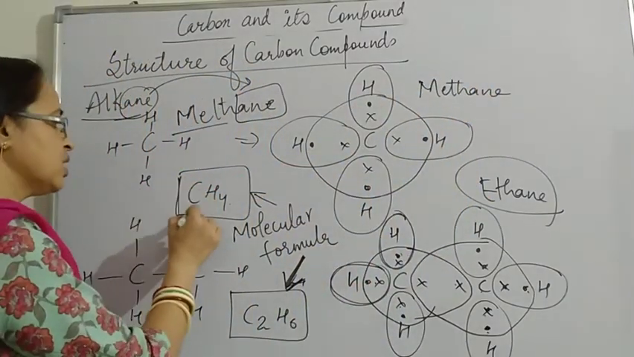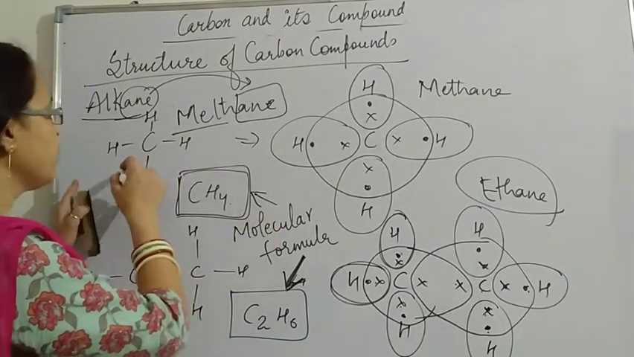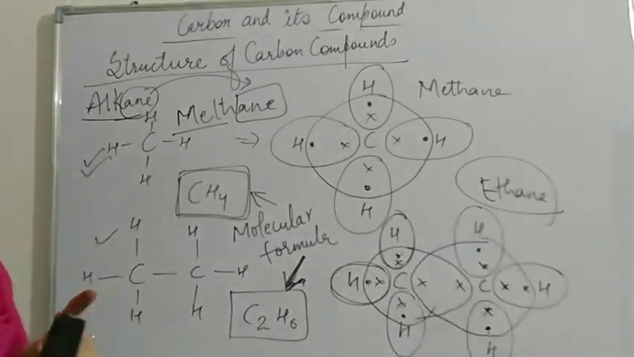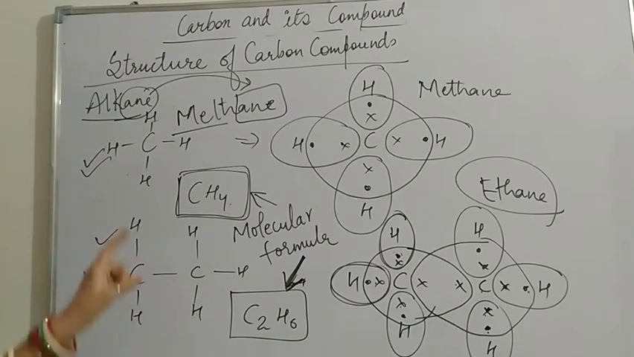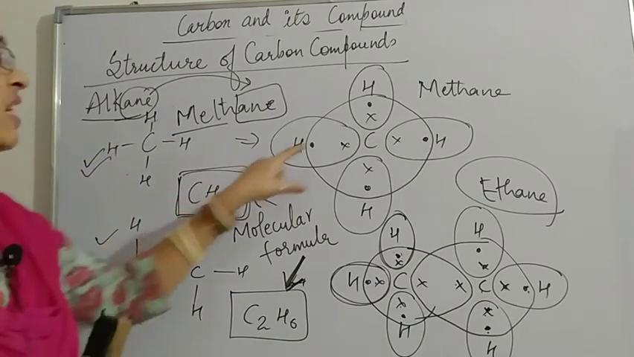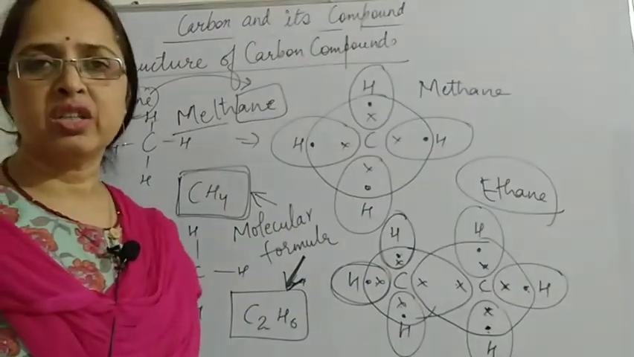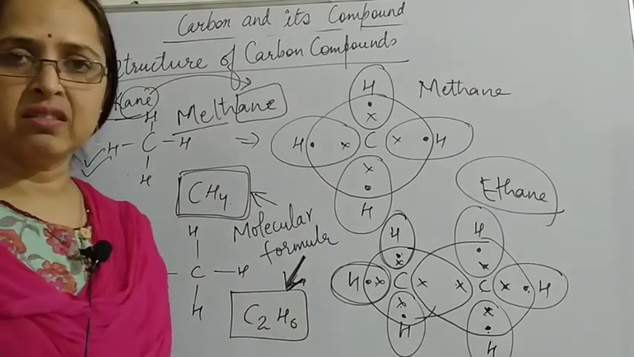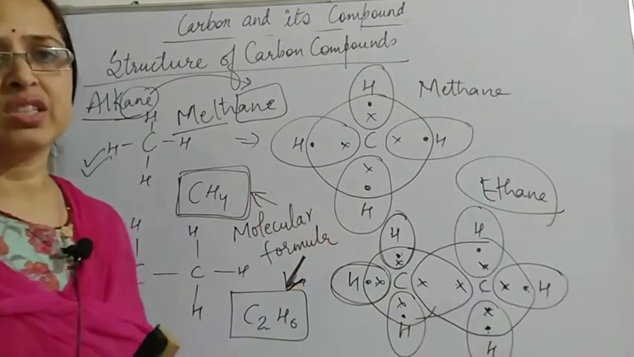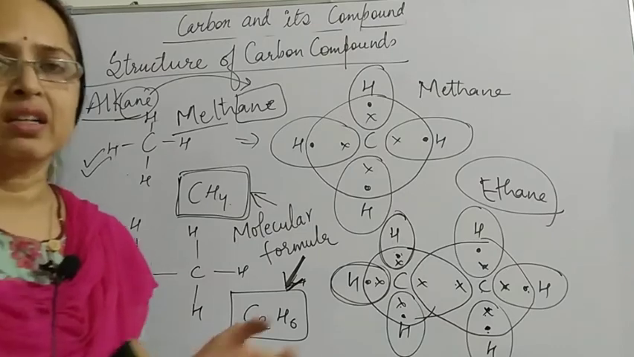When we write in this form, in the formula manner, this is called the molecular formula, and when we write in this manner, this is called the structural formula. So just remember the difference between the molecular formula, the structural formula, and the electron dot structure. In this manner, you can draw the electron dot structure of the other members of the alkane series. Now we'll go through the alkene series, how the electron dot structure is made and how the structural formula and molecular formula vary.